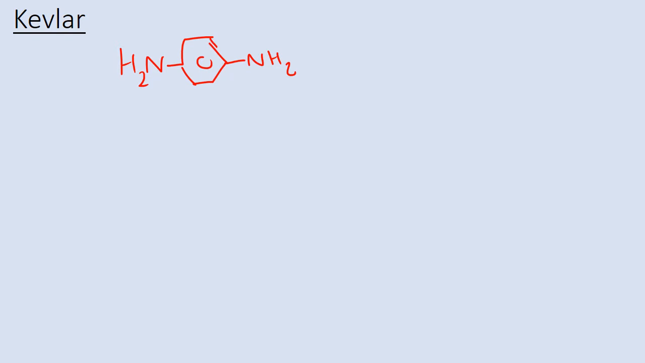And a dicarboxylic acid. Start to make some links here, because the dicarboxylic acid is the same here as it was in Terylene. And in fact, these two look very similar to each other. We've got a dicarboxylic acid and a diamine, literally both of them separated by a benzene ring. So you try and draw the structure of the polymer then.